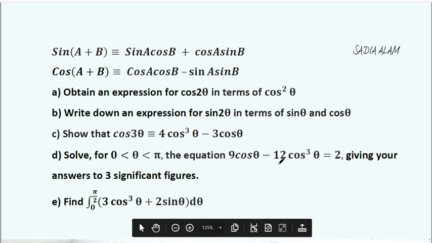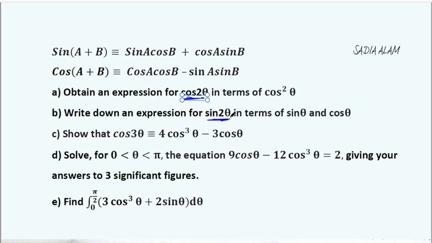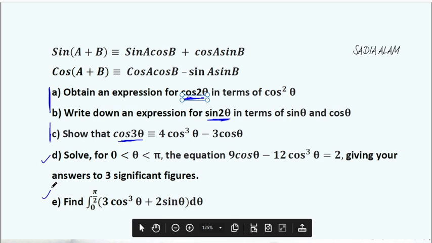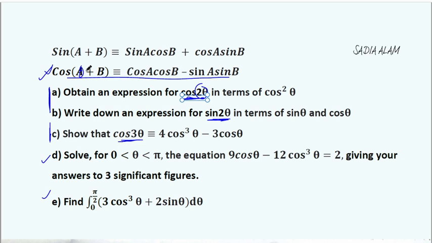Okay, so in this question we need to prove the formula for cos 2 theta, then sin 2 theta, cos 3 theta, as in the double angle formulas and the triple angle formula, and then we will solve parts D and E. So for part A, since we need to prove cos 2 theta, I will use this formula, and instead of A and B I will use theta, so that theta plus theta will give you cos 2 theta. Okay, so let's start.